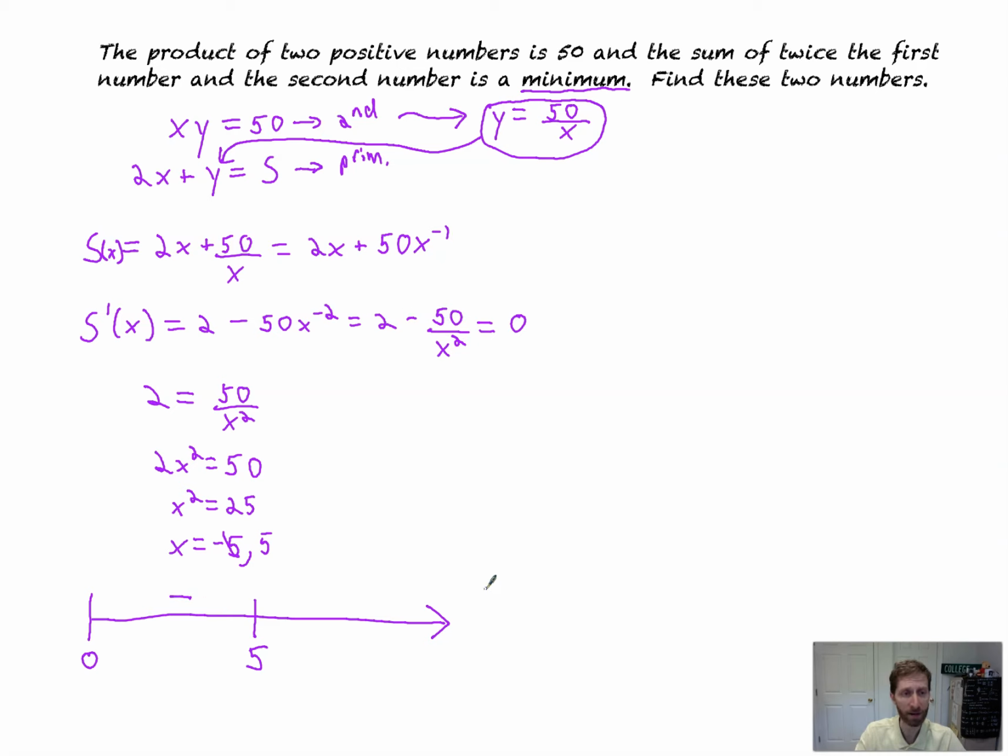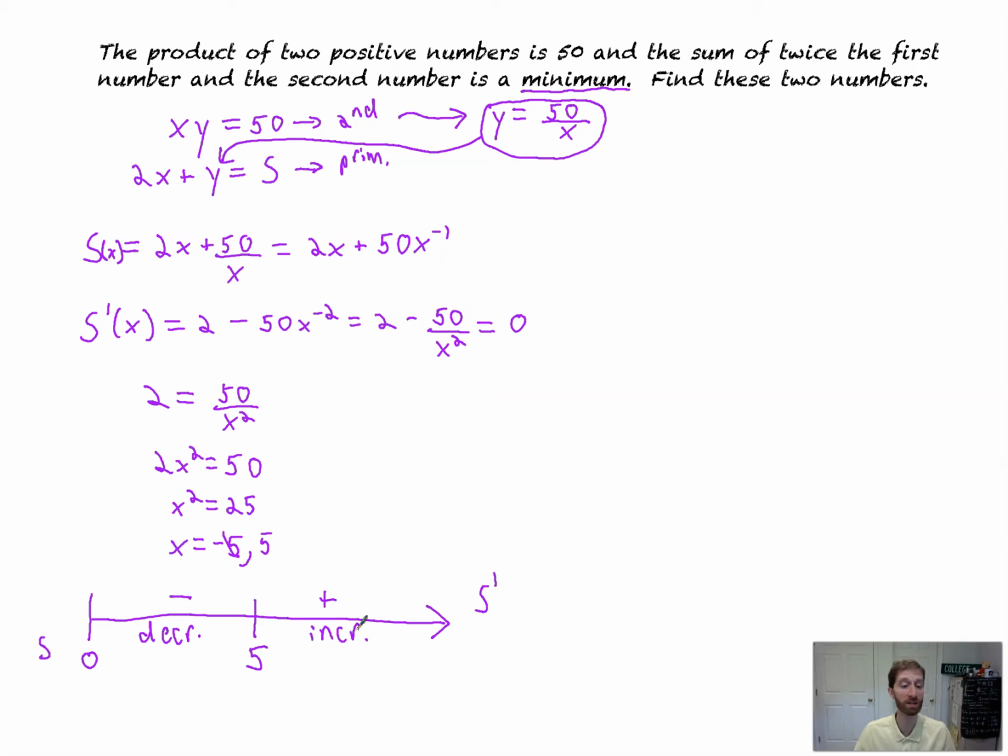And remember, this is for s prime, and this is for s that we're describing. So s is decreasing. The sum is decreasing everywhere up till 5. And then after 5, 22,000. 50 divided by 22,000 squared is a really small fraction. 2 minus a really small fraction is positive. So the sum is increasing everywhere thereafter.